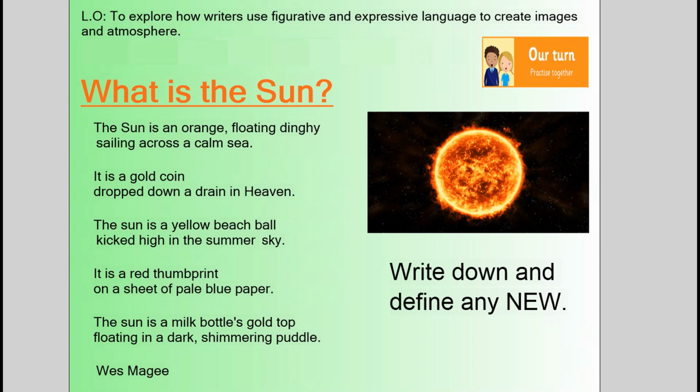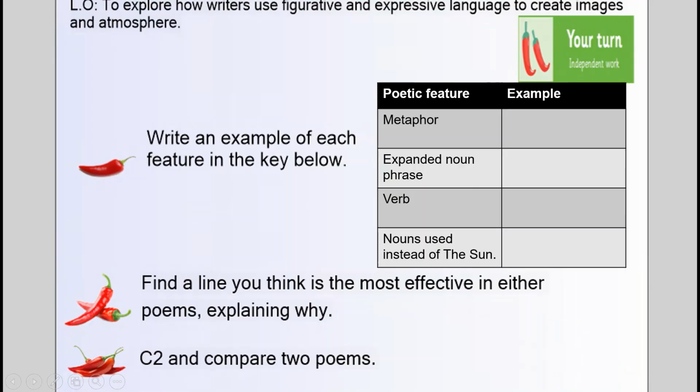Now, you will need to come back to this slide to look at the features. So these are your chilli challenges for this lesson. Chilli 1, I want you to write an example of each of the features in the key to the right hand side, not below. So the poetic features are metaphors, expanded noun phrases, and verbs and nouns that are used instead of the sun. If you can find more than one example of each, that would be fantastic.